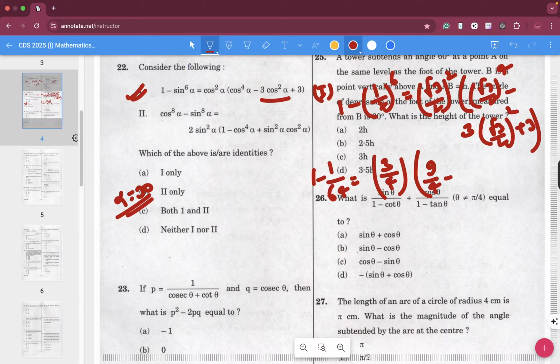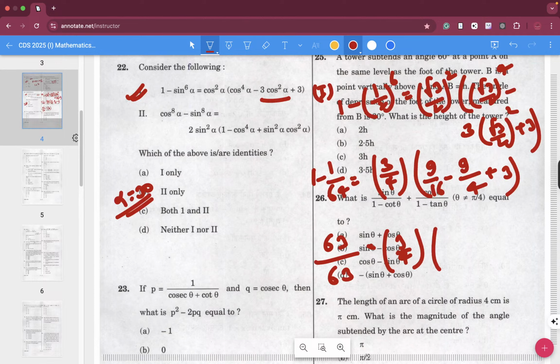This is 3 by 4 divided by, this is how much? 9 by 4, minus 3 into 3 by 4, which means 9 by 4. Over here 2 raised to the power 4 is 16 and not 4, right? And plus 3. So on the left hand side you have 63 by 64. I'm solving for question number 22 over here, which is equal to 3 by 4. And now if I take 16 common over here, which is 9 minus 36 plus 48, which will give you how much?